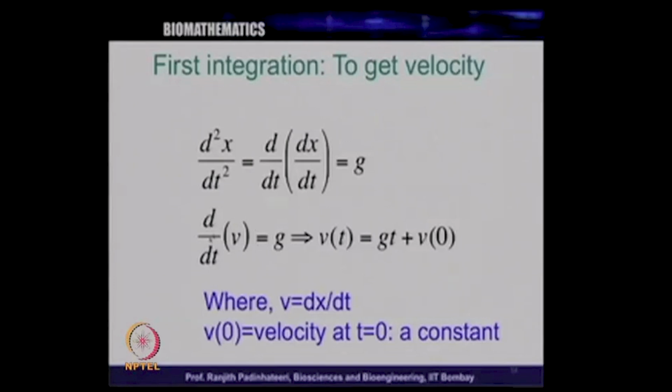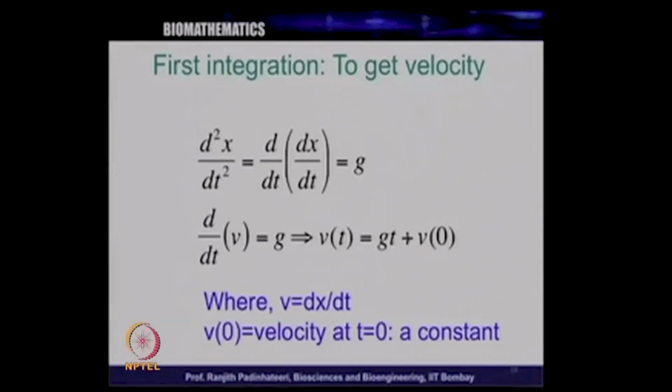This is a simple ordinary differential equation, like those we have been seeing in this class and the previous class. Such an equation has a solution which is v equal to gt plus a constant, and that constant, as we said previously, is basically the velocity at time equal to 0. So essentially you can write v of t is equal to gt plus v of 0.